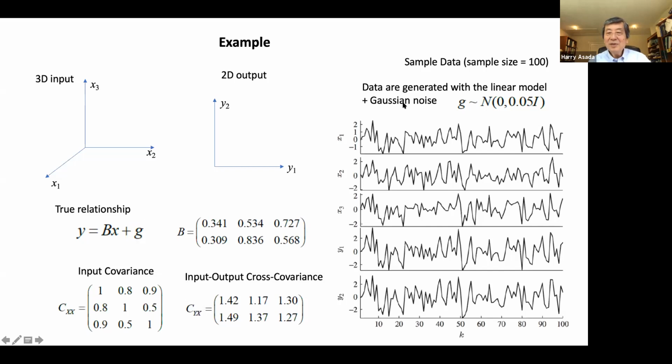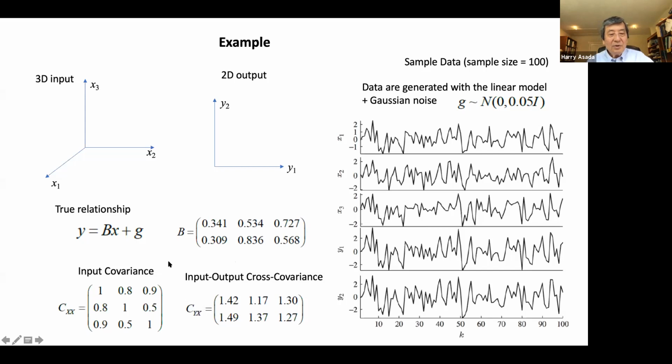Noise g is a Gaussian noise with zero mean and 0.05 variance, right? So we create very random data, and B shown here is the correct one. Okay, so with this noise, we created the data, 1 to 100. So this is the starting point.